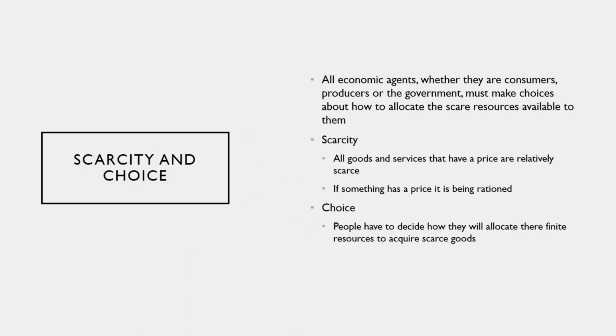All economic agents, whether they are consumers, producers, or the government, must make choices about how to allocate the scarce resources available to them. This is how we study and why we study economics and why it's so cool, because it can be physical and non-physical items. All goods and services that have a price are relatively scarce. If something does have a price, it is being rationed. Economic choice is very important. People have to decide how they will allocate their finite resources to acquire scarce goods.